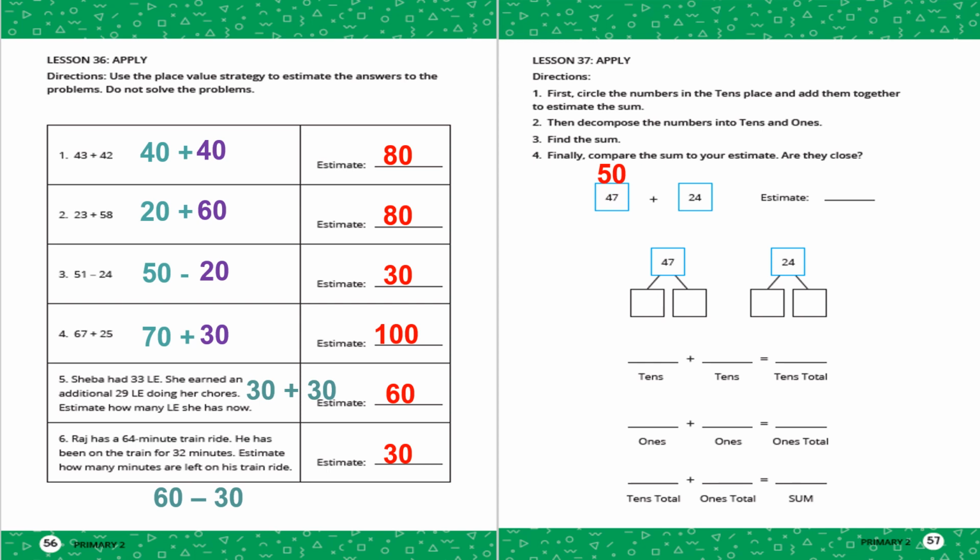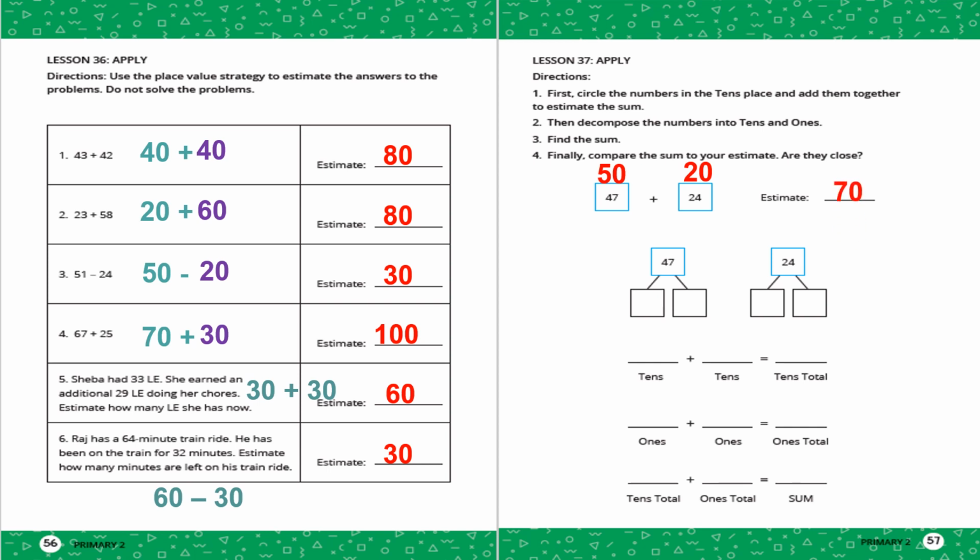Let's estimate 24. 24 is between 20 and 30. Look at the ones. Ones is 4, less than 5. So we will stay in the same door. So 24 will be 20. Let's add 50 plus 20. 50 plus 20 equals 70.